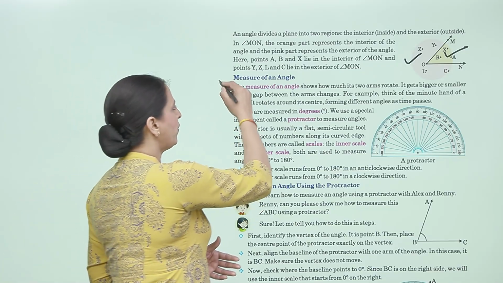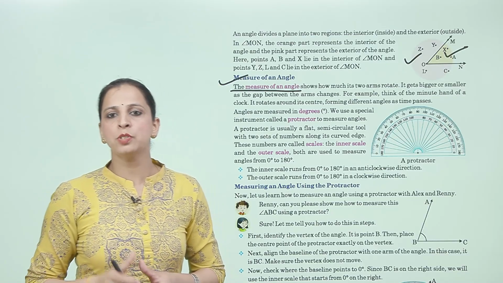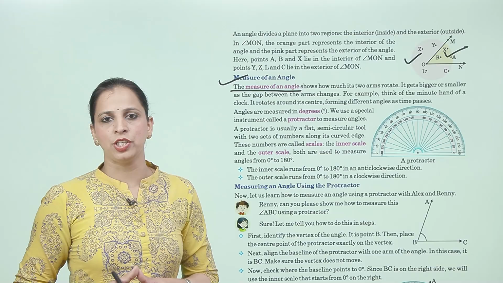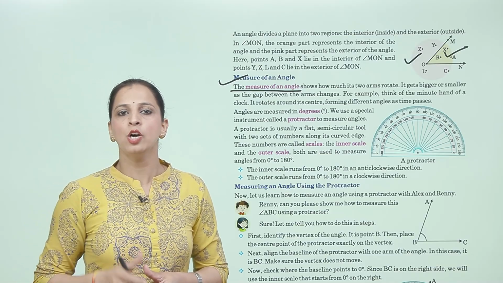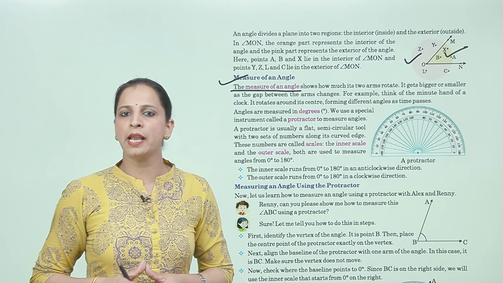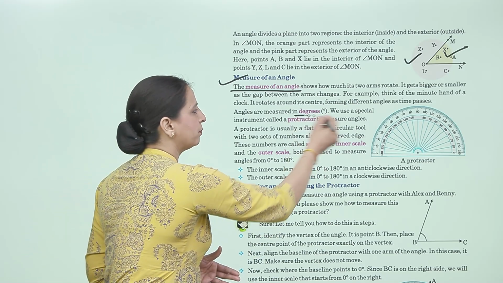Now, measure of an angle. The measure of an angle shows how much its arms rotate. It gets bigger or smaller as the gap between the arms changes. For example, think of the minute hand of a clock. It rotates around its center, forming different angles as time passes. Angles are measured in degrees.